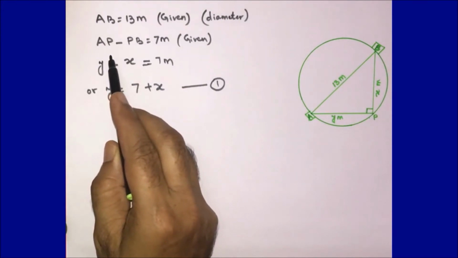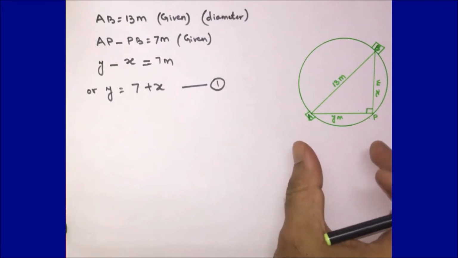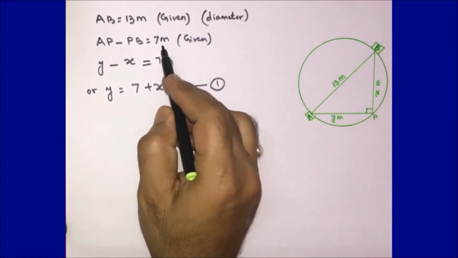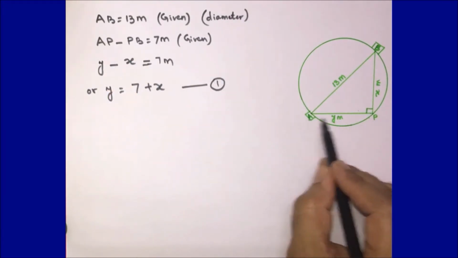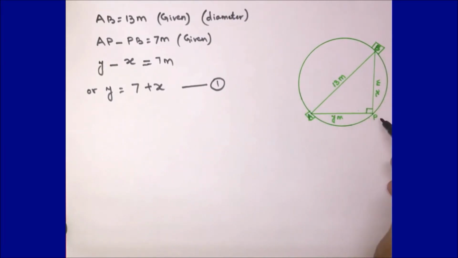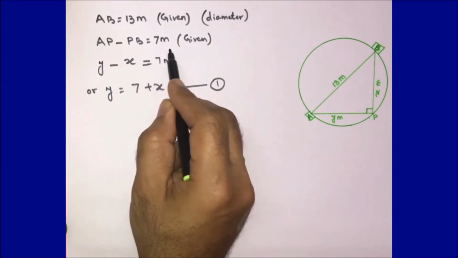Now they are telling that the difference of distance between the two gates and the pole is 7 meter. For that reason I have taken AP. AP is one distance from the gate to this pole, and the distance from the other gate to B is another part. So I have considered AP minus PB is equal to 7 meter.